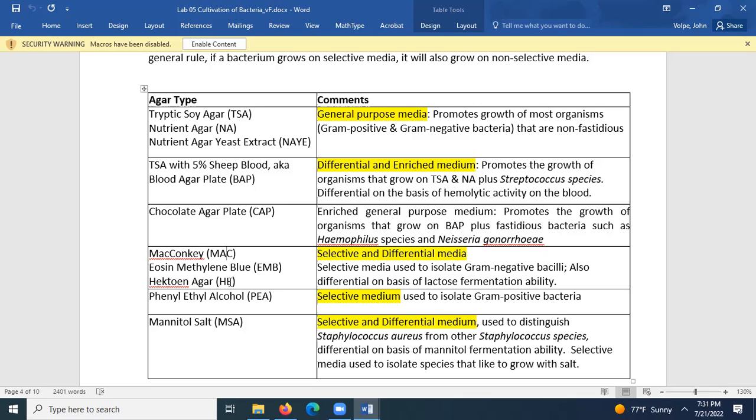Any question about selective and differential media? Okay.